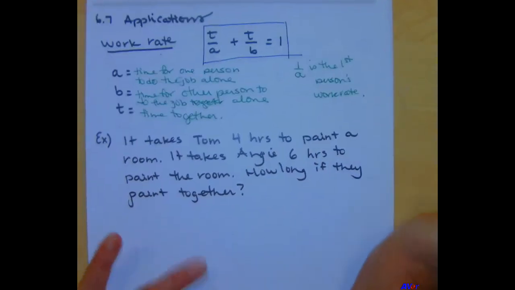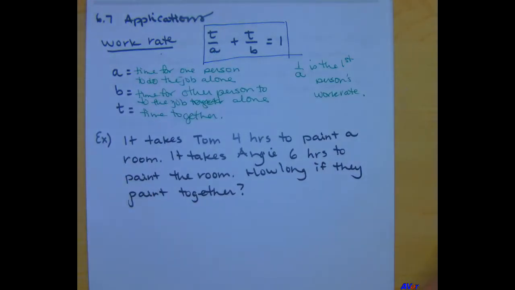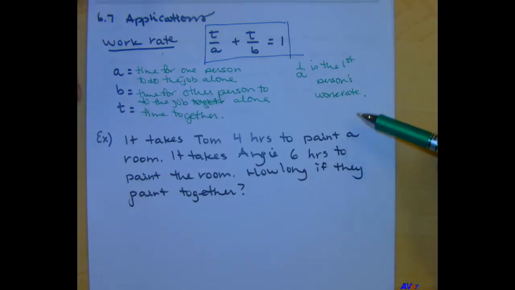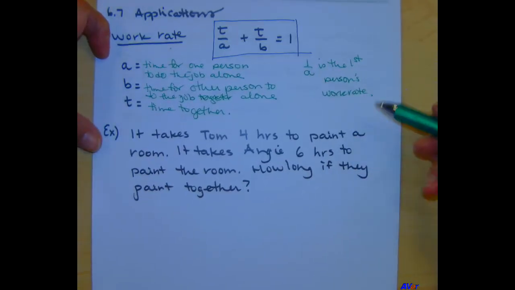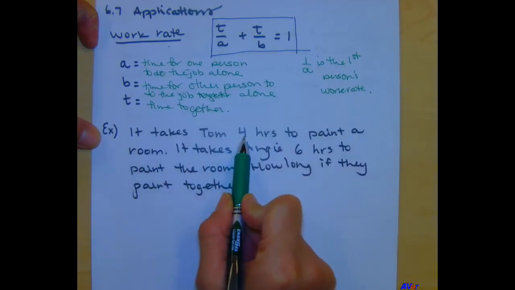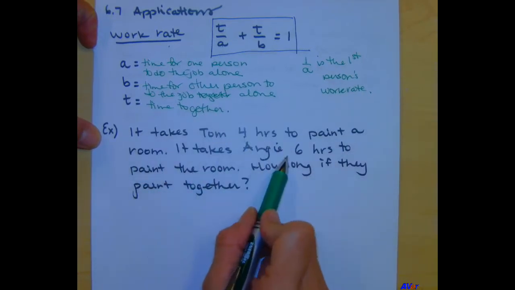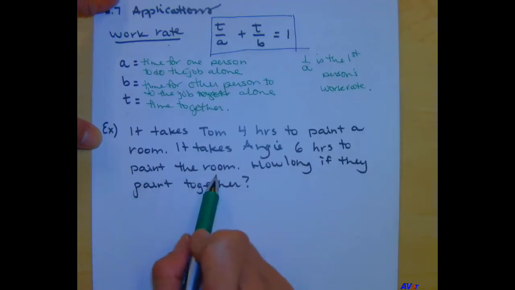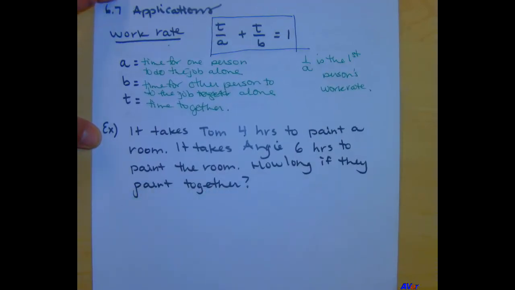All right, so with that formula, now we're going to go ahead and take a look at our first example and figure out who everybody is and what it is we need to find. So it takes Tom 4 hours to paint a room. It takes Angie 6 hours to paint the room. How long if they paint together?